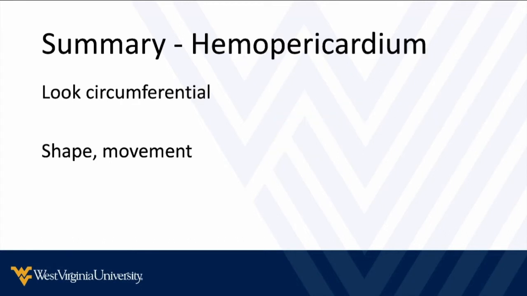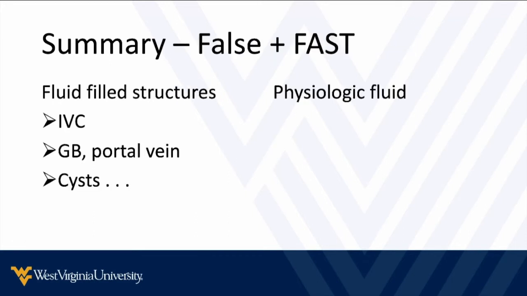Hemopericardium, look for fluid to be circumferential to the heart. Does it change shape significantly throughout the cardiac cycle? Does it move a lot? And what is the distribution of the gray in that fluid? And then there's lots of things that cause a false positive FAST in the abdomen, fluid-filled things like the inferior vena cava, gallbladder, cysts, portal veins.